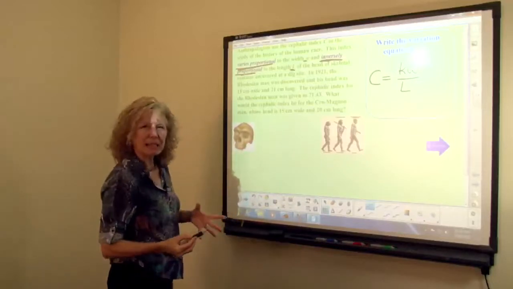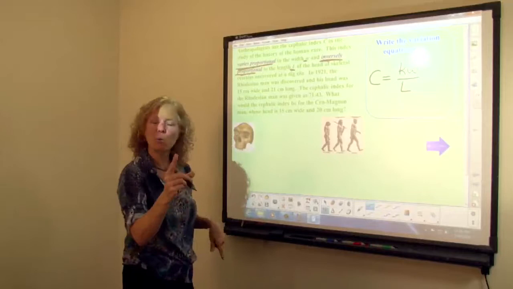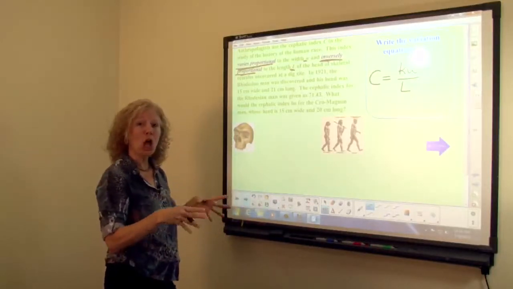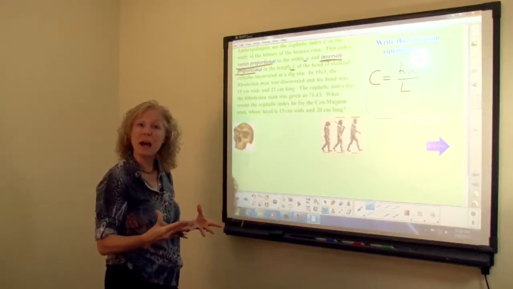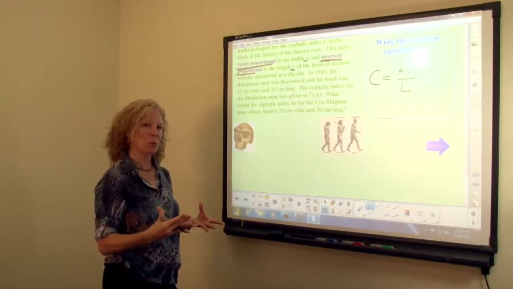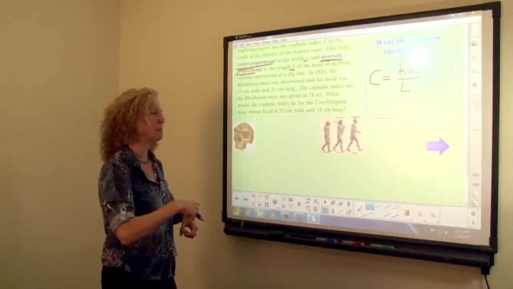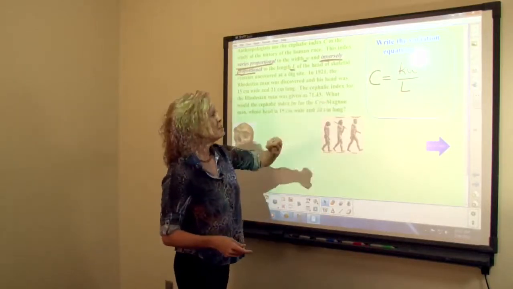Now you might ask me, how did we know that? I'm not the one to ask. Go ask the anthropologist. My guess is that they had collected a lot of data and then did a big study and decided that this was the best way to come up with this particular index. But go ask your anthropology profs about that one, okay? I'll help you with the math. So there's my equation.